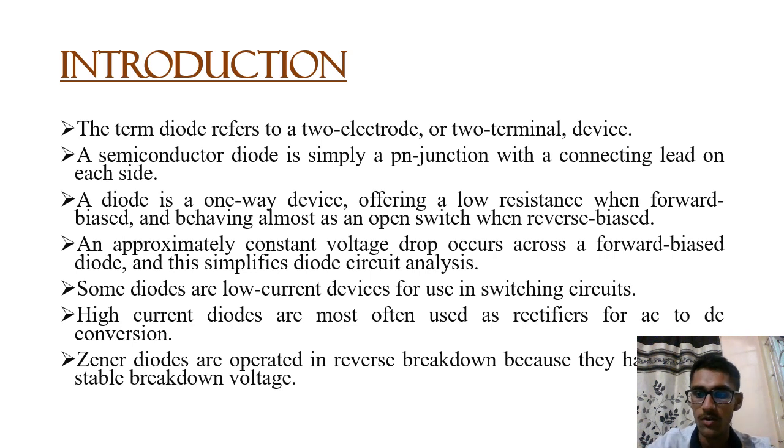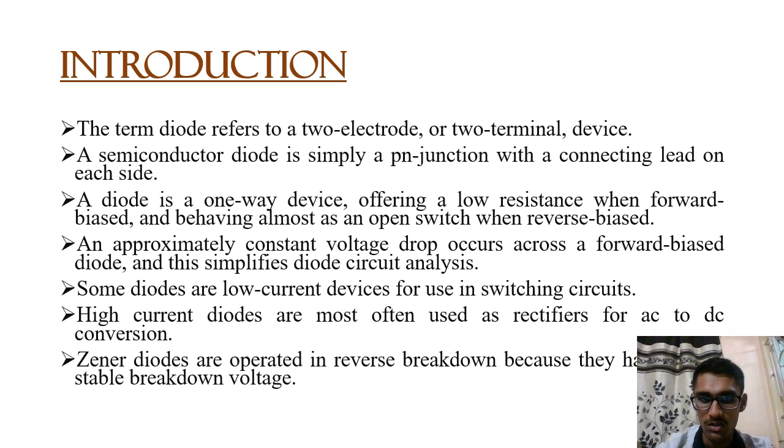Now let's see what is a diode. The term diode refers to two electrode or two terminal. That is, there is a positive terminal and a negative terminal of a diode also. It is basically an electrical device with two terminals or two electrodes. It is a semiconductor device. A semiconductor diode is simply a PN junction with a connecting lead on each side.